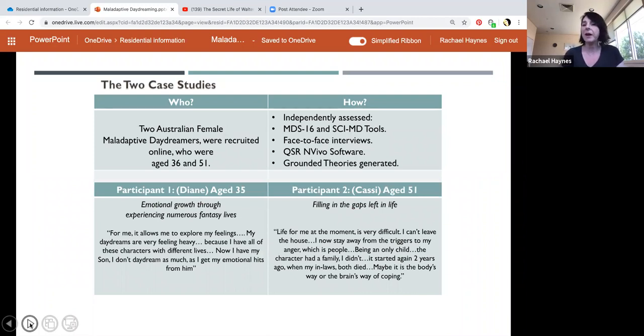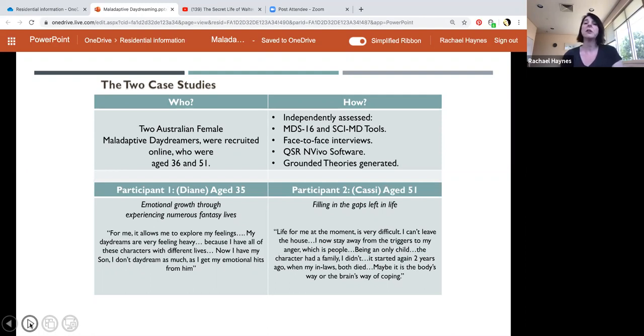These are the similar findings at this stage. So we've got the who, the how, and the 2 participants, their findings, and then an example. Let me take you through them. So firstly, we have the 2 Australian female maladaptive daydreamers who were recruited online, and one was aged 36 and one was aged 51.